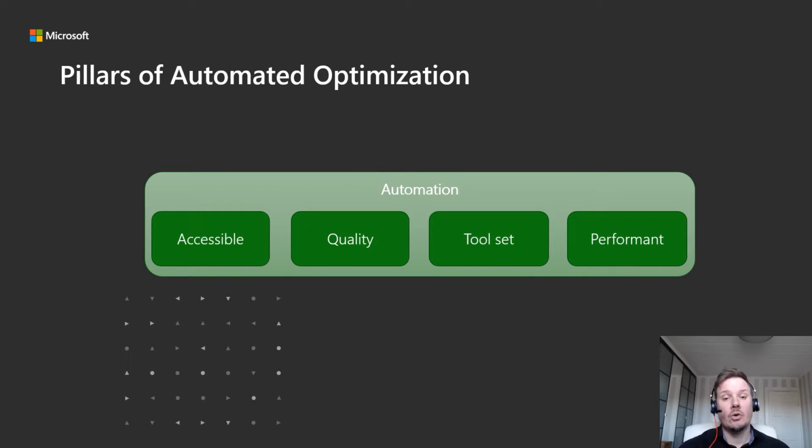Well, we see that there's four pillars to an automatic optimization workflow. It has to be accessible, meaning that it has to be where you need it, given the environments you work in. It has to produce quality output so that you don't have to do touch-up work afterwards. The toolset needs to be broad enough to cover most of your needs so that you don't have to have different solutions or own solutions for certain parts. And it needs to be performant enough so that you can build all your assets in a nightly build if you'd like to reprocess everything.